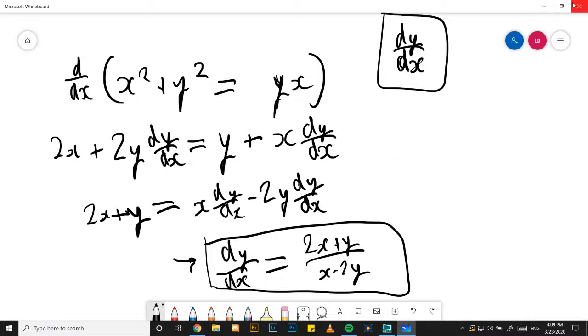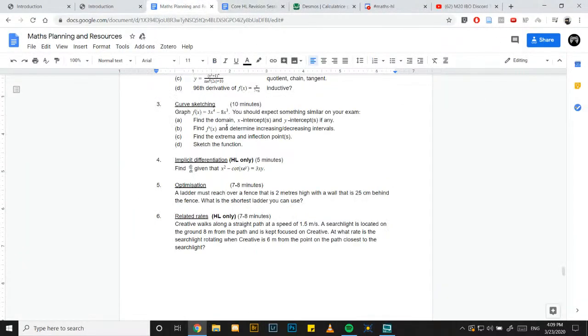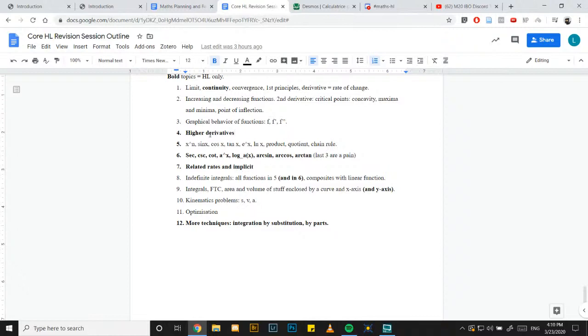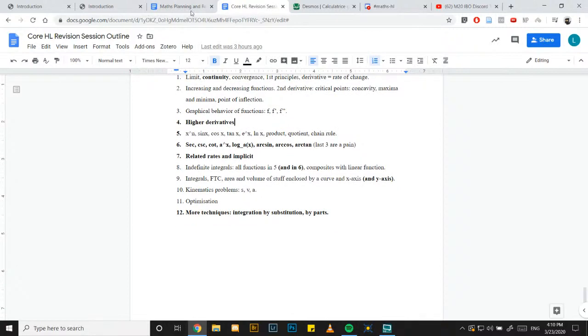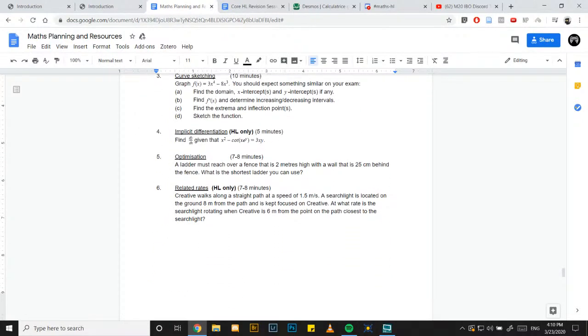Later, if you have any time, I'll probably do another much harder example, which is Andrew's examples, insanity. Next thing there is related rates.